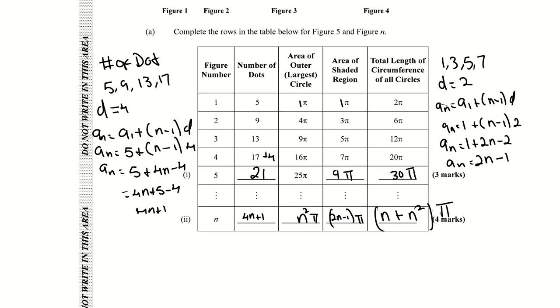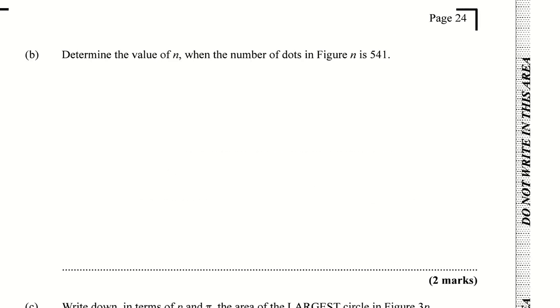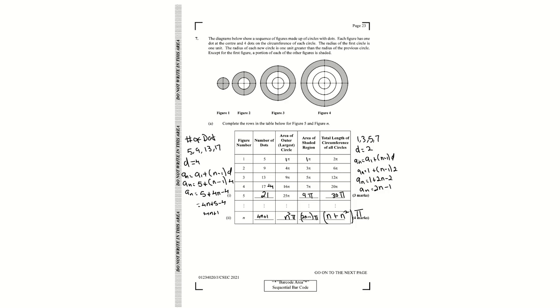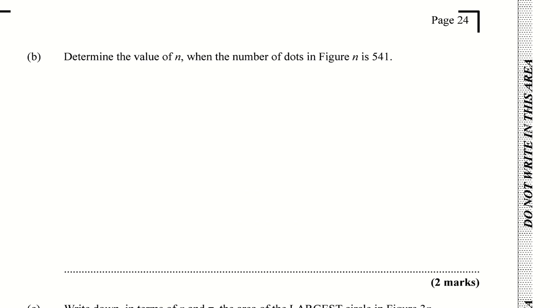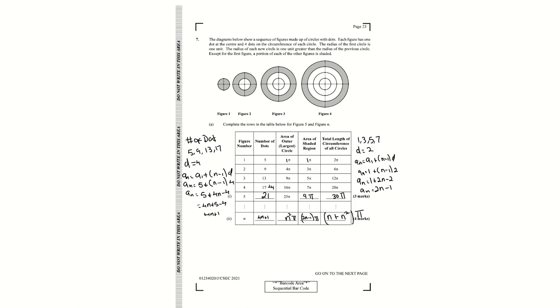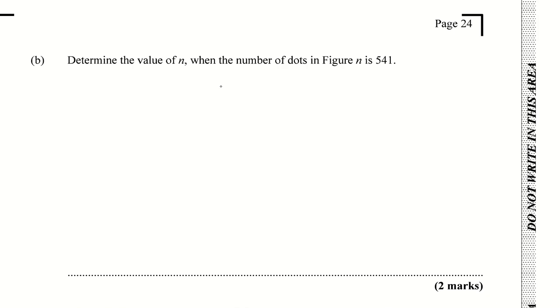Right. I don't think that's the end. No, hold on. Is there a next part? Right, they had a B and a C. So it's usually a three-part question. So let's read. Determine the value of n when the number of dots is. So they're asking you for the value of n when your number of dots is 541, and the number of dots is 4n plus 1. So 4n plus 1 is 541.